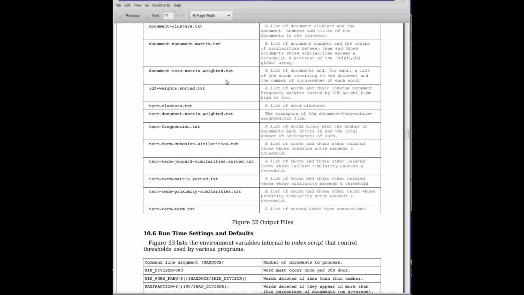Term-term cohesion similarities. This is another term-term calculation. We'll look at it later. It's a calculation Salton came up with called cohesion. There's a term-term Jaccard similarities using a Jaccard calculation of similarity of terms. The term-term matrix sorted, and it's sorted by term. Term-term proximity similarities. These are the similarities between two terms based on their proximity. And finally, a term text, if we can calculate it. Basically, if term A is related to term B and term B is related to term C, we could make the conclusion that A is related to C, and that's what that attempts to do.